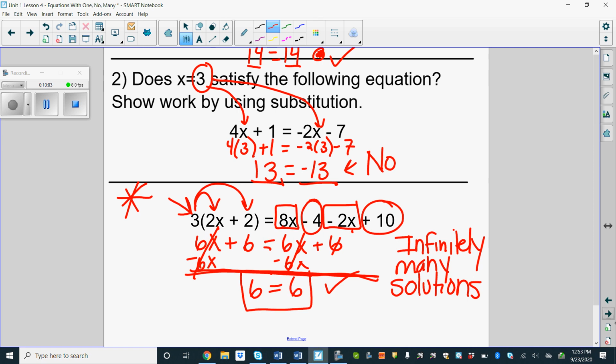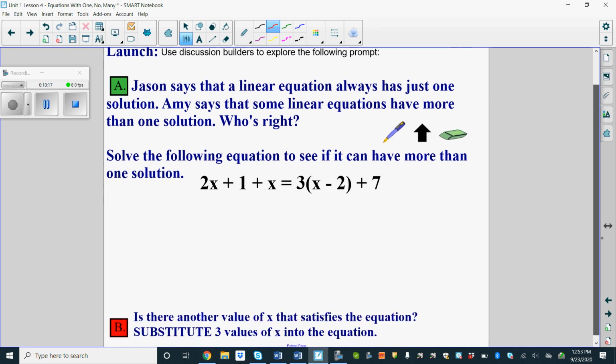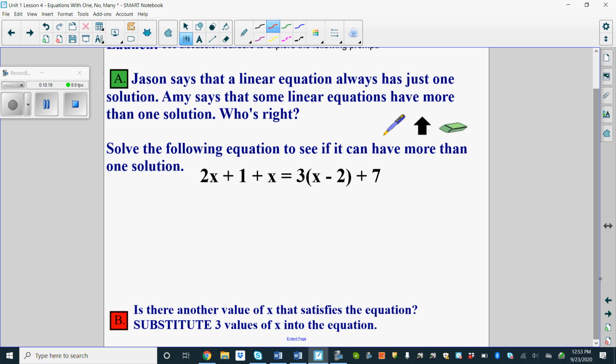Okay, so Jason says that a linear equation always just has one solution. Amy says that some linear equations have more than one solution. We know that we've just seen there's a possibility to have infinitely many solutions. So we are going to solve this equation and see if it can have more than one solution.